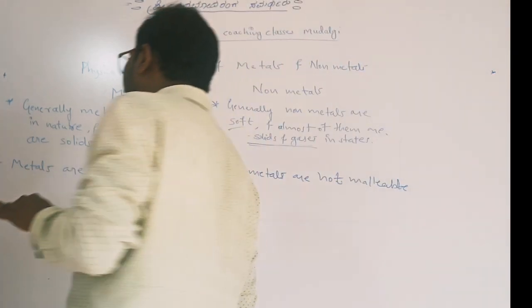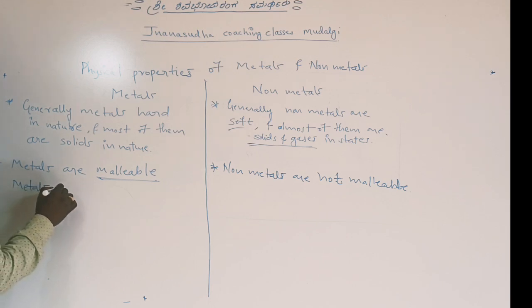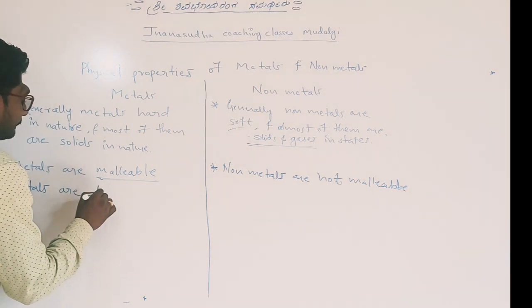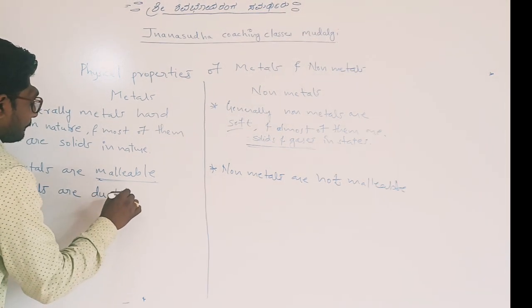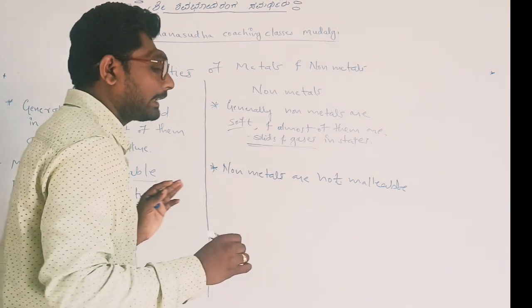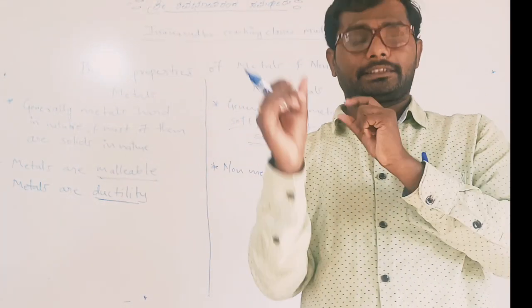Then the next property: metals are ductile. Ductility means we can make the material into thin wires.